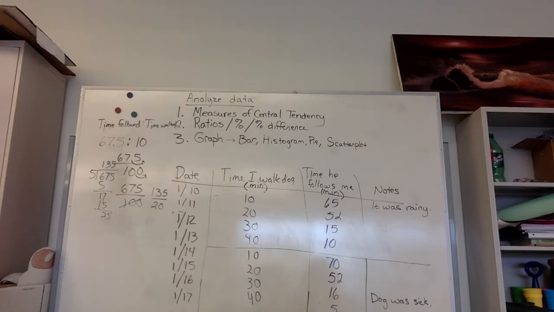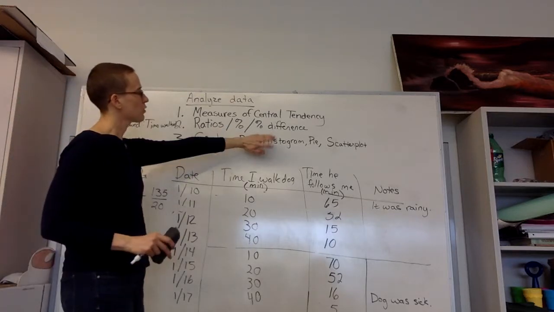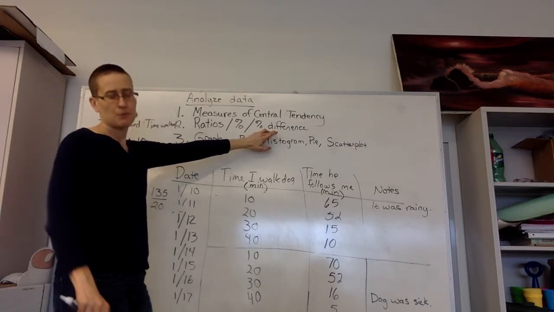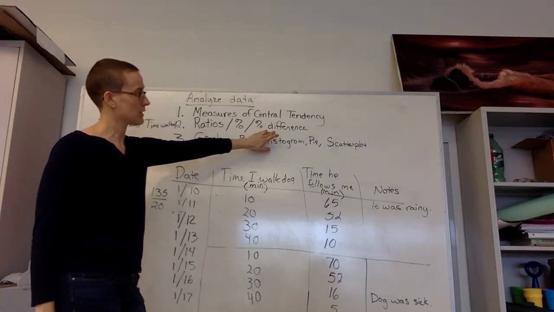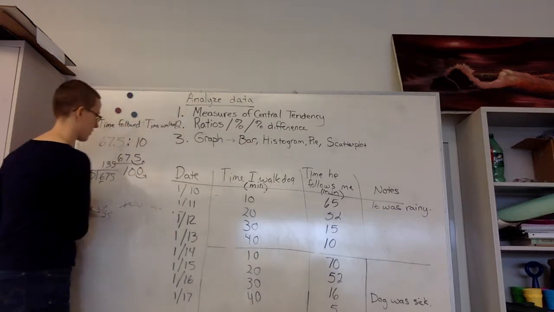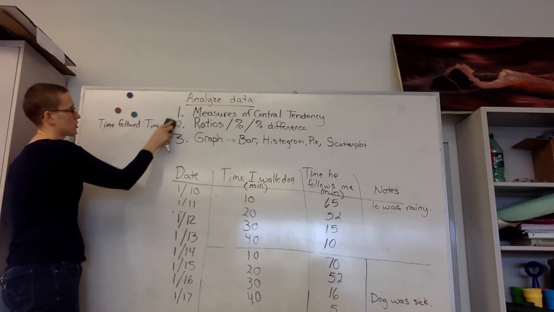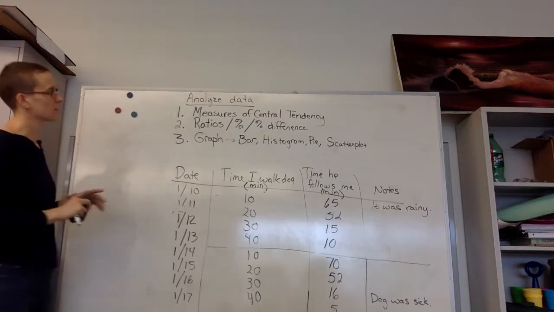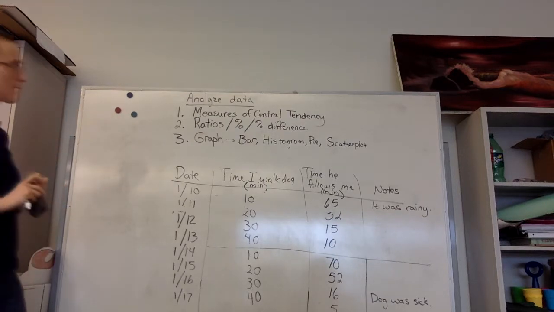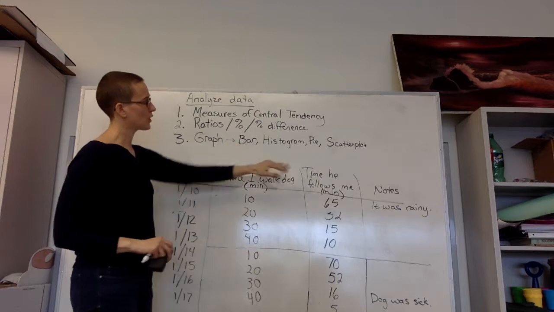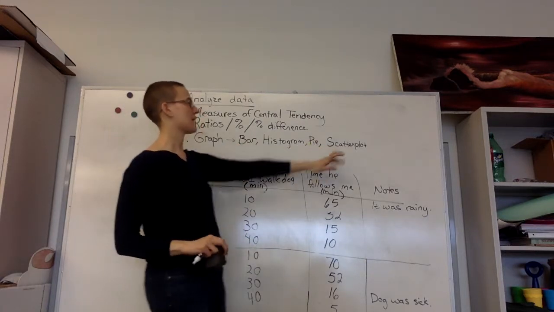I could also ask you to do a percent problem or find a percent difference. So every project is going to be a little bit different with what you are going to do. So you will have to be in contact with your teacher about that. The last thing you're going to be doing is deciding what type of graph to make. If you want to make a bar graph, a histogram, a pie chart, or a scatter plot.